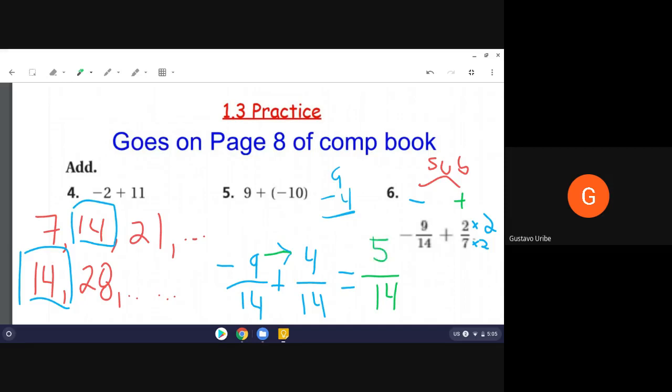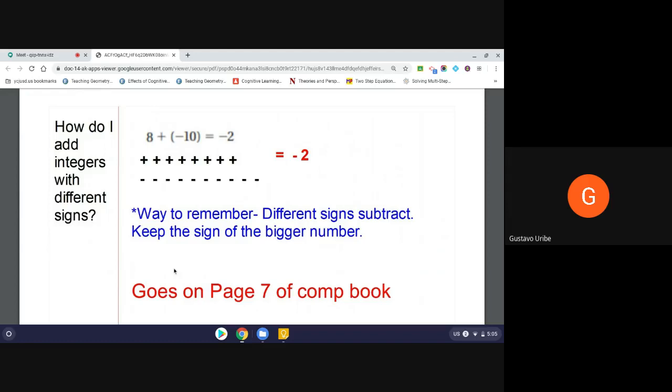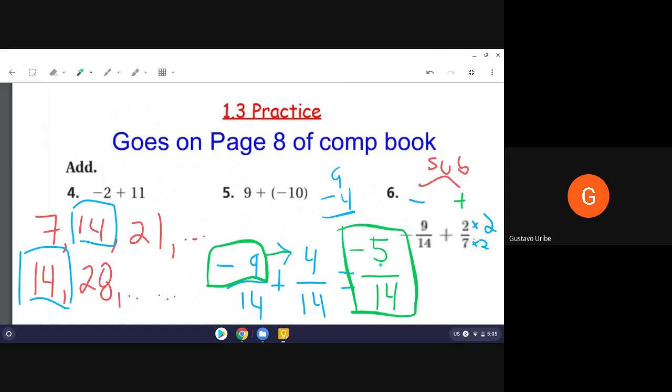The last thing I need to figure out is which number was bigger, the 9 or the 4. Well, the 9 is bigger, and look, the 9 has a negative, so I'm going to make sure to put that negative right there, because when I subtract, I have to keep the sign of the bigger number, right? That was our rule whenever I am subtracting. Different signs subtract, keep the sign of the bigger number. So negative 5 over 14 is my answer. This is actually in simplest form, so we can leave it like this. And we'll talk more about simplest form later on.